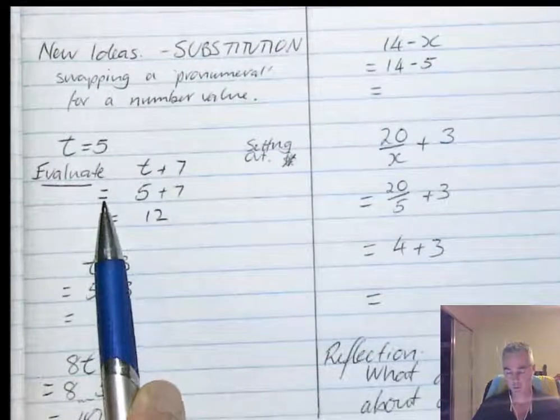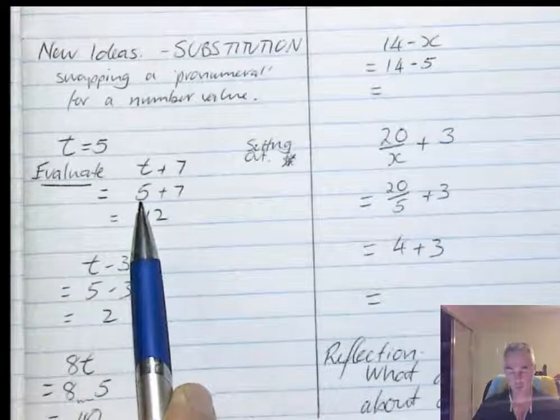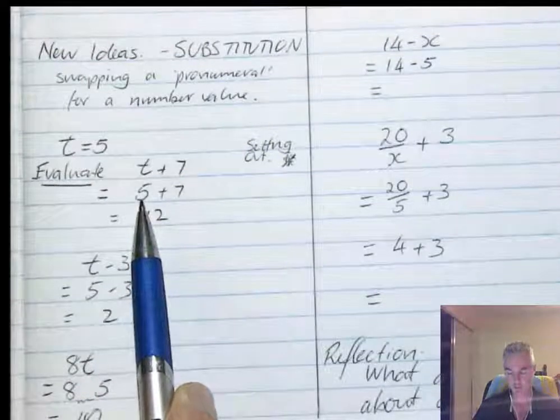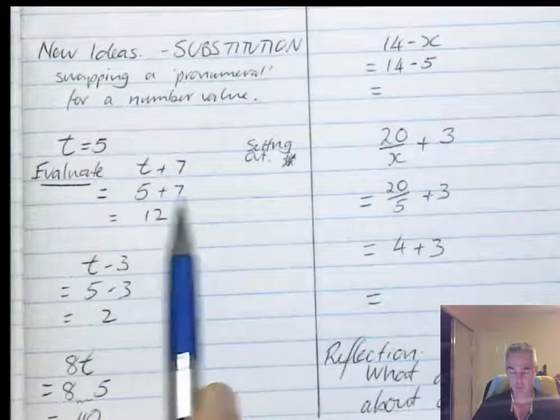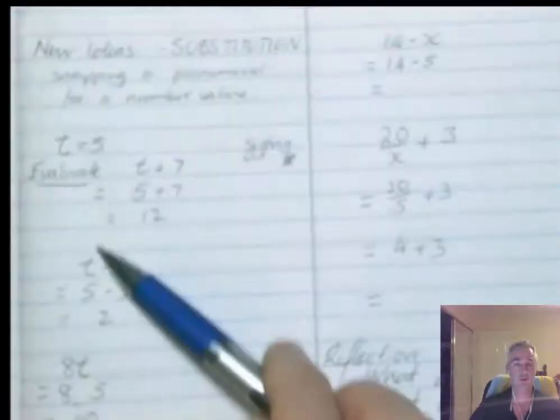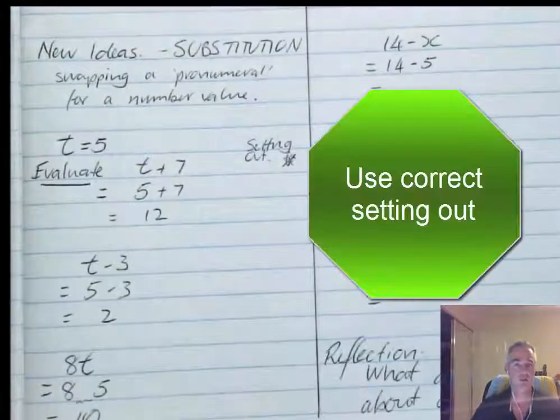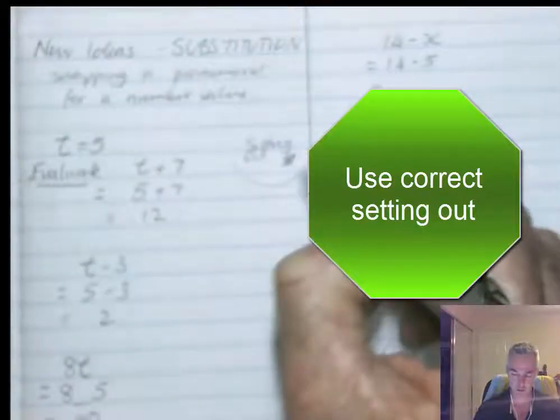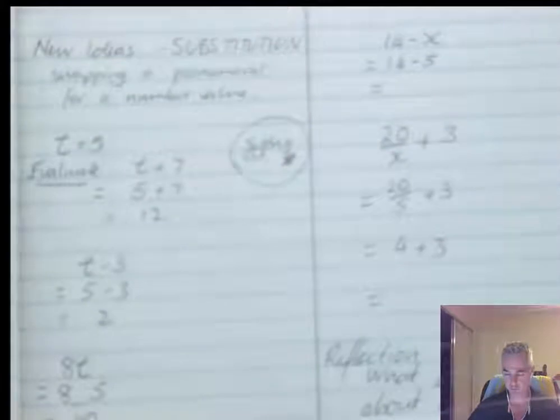I swap in my number instead of my letter now. t is swapped out, 5 comes in. 5 plus 7 equals 12. I have my equal signs down here at the start of each line. That's important, because there's a key way to do setting out with these little algebra expressions and algebra equations.